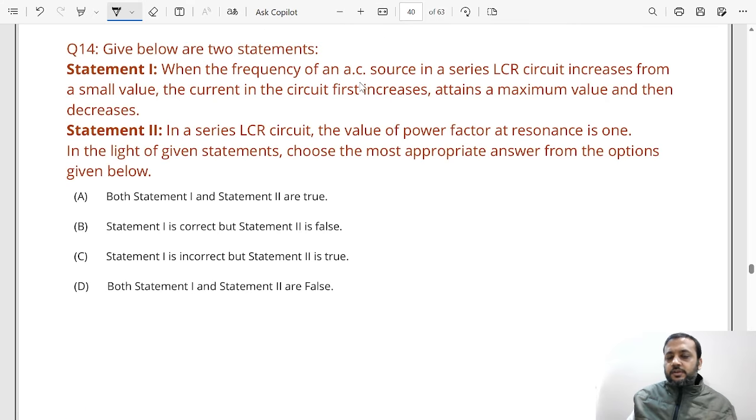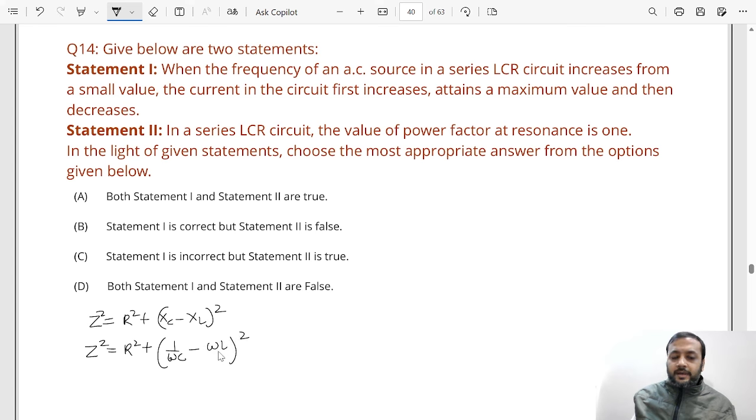Look at this. When the frequency of an AC source in a series LCR circuit increases from a small value, the current in the circuit first increases, attains a maximum value, and then decreases. This is right, because if you remember, Z squared is equal to R squared plus (XC minus XL) whole squared. So Z squared can be written as R squared plus, now XC is 1 upon omega C minus XL, which is omega L.